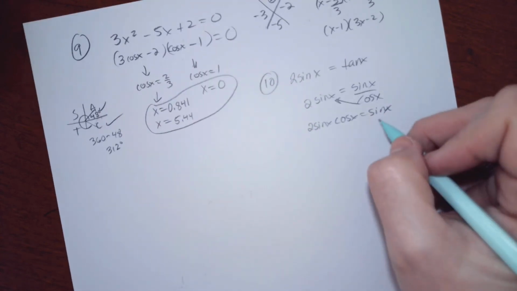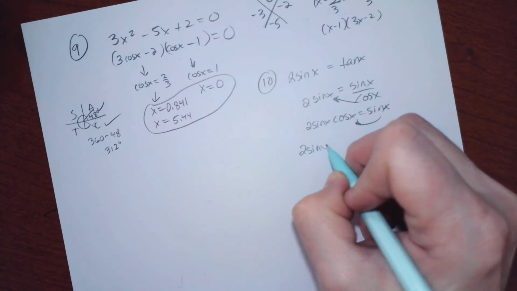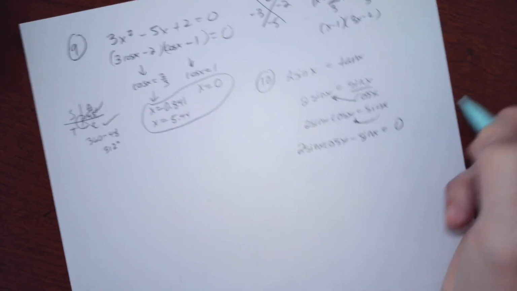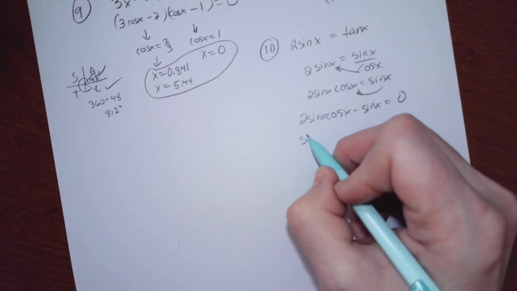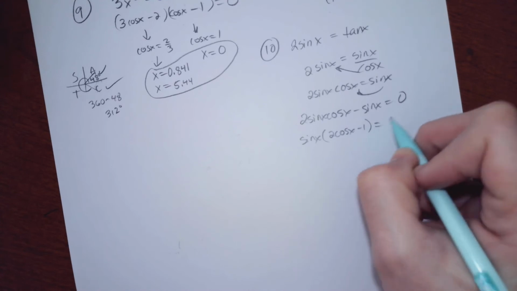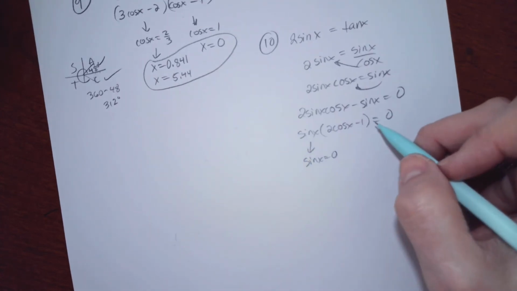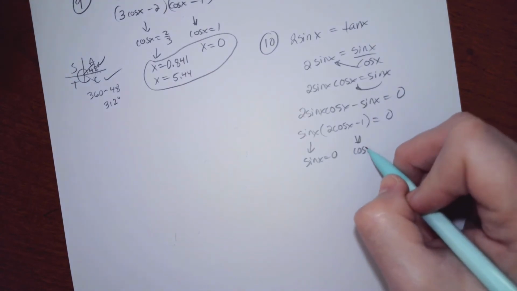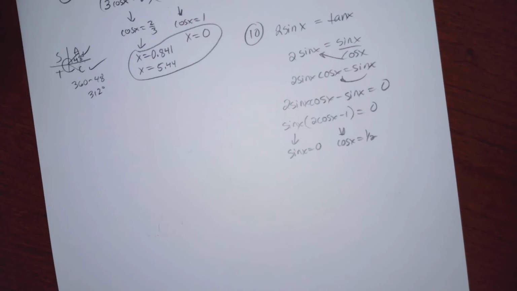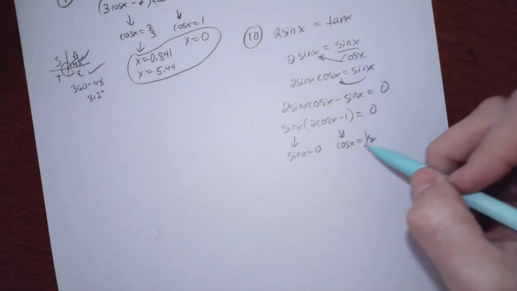All right, and I'm going to pull this over. So 2 sine x cosine x minus sine x, and I'm going to factor. So take out a sine, leaves me 2 cosine x minus 1. So sine is 0, and here cosine is 1/2. Okay. All right. Now I did have a fraction earlier. Cosine can't be 0, but I'm not saying that it is.